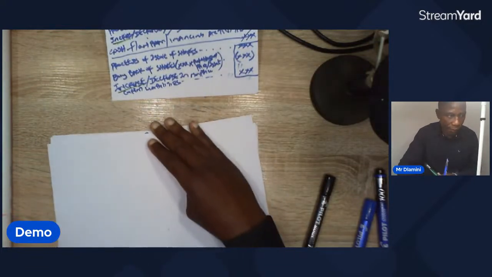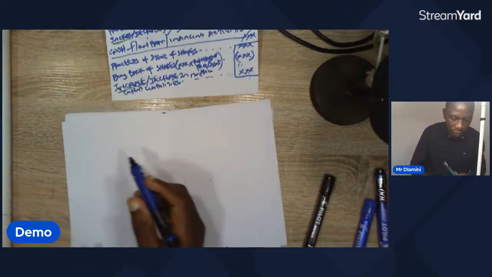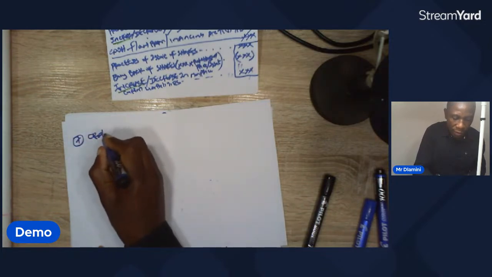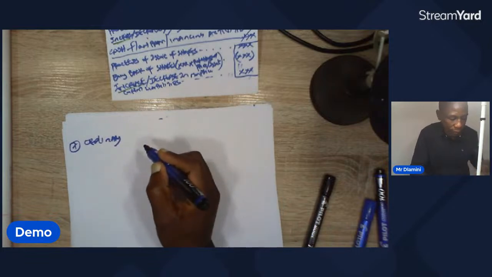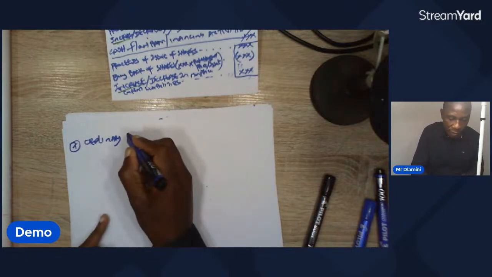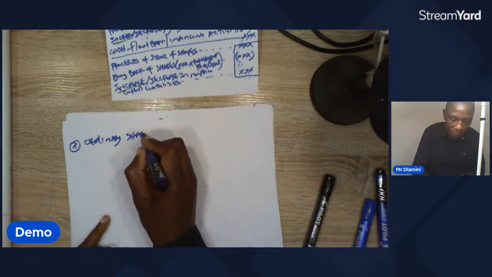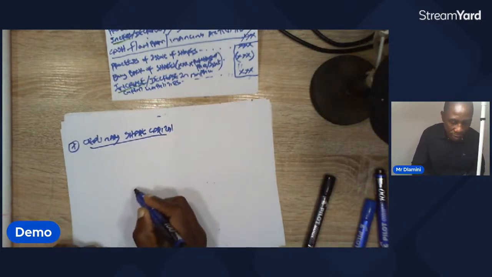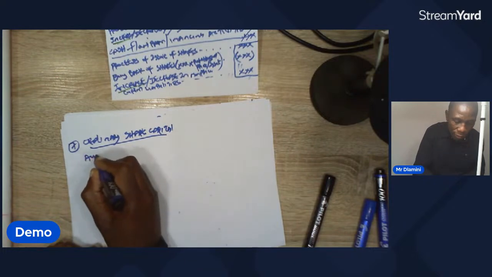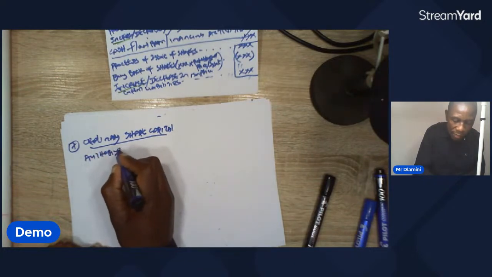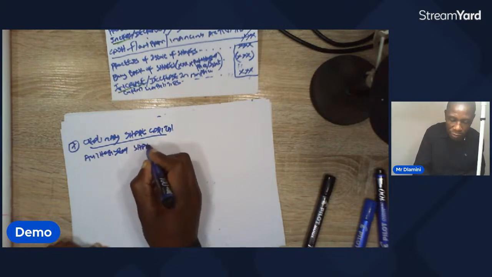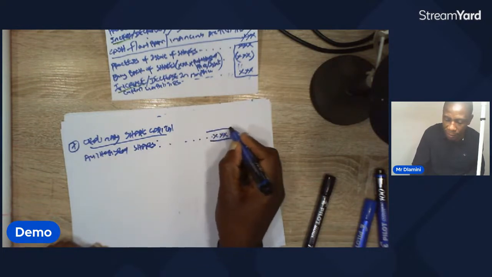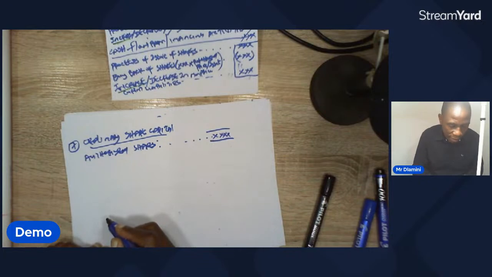Okay, let me put the paper like this. This is note number 7, ordinary share capital. Here we have authorized shares. Basically, these are the shares that are available for the financial year. So we give the number of shares that are authorized.